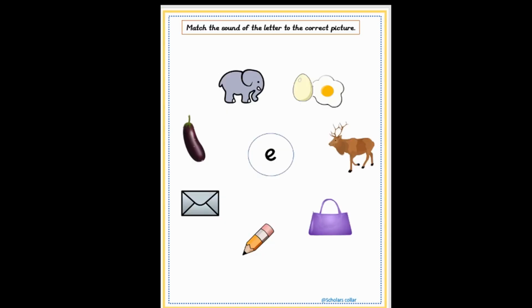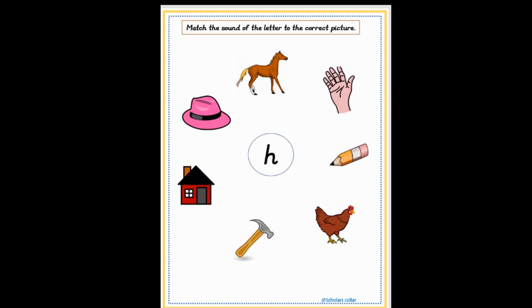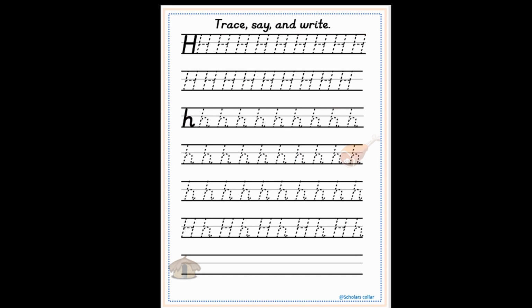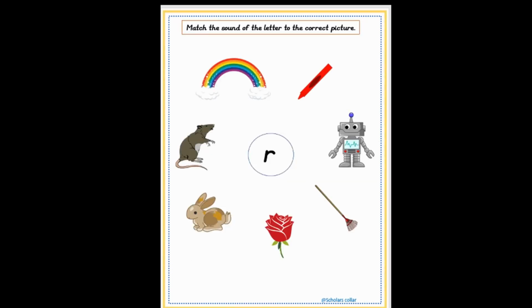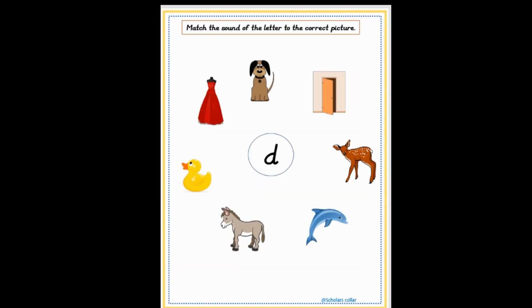The same thing we are doing with the letter E. These are all the short sounds we are practicing right now. So you're just marking elephant, eggplant, envelope, elk, and egg. Next one is the same thing. You're tracing the capital and small. They are doing the same thing with H, and then a capital and small. Then we're doing the same with M, and the same thing with D.